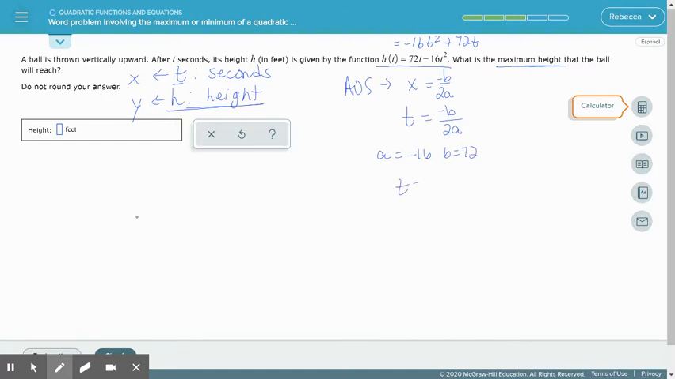So when we go ahead and find t, we're going to take the opposite of 72 and divide by 2 times negative 16. And you're going to see negative 16 a lot, because that is the acceleration of gravity as it comes back down to Earth. So 32 is the acceleration of gravity, and 16 is half of it. So what we're going to do is just go ahead and use the calculator.